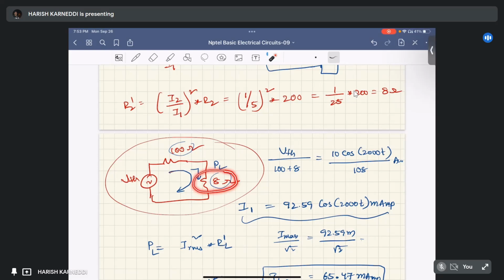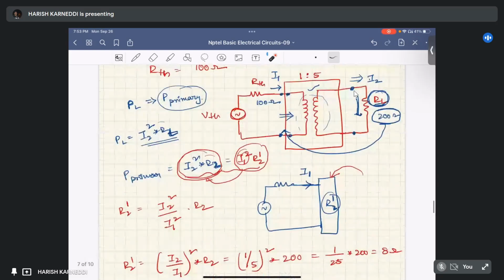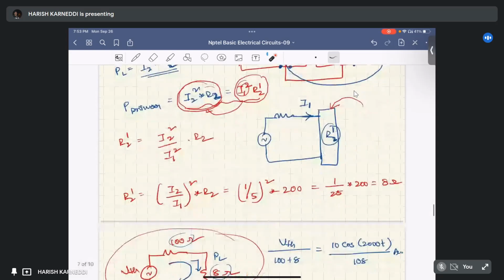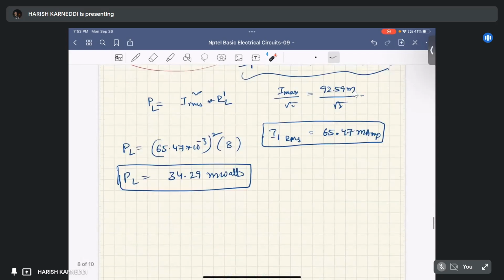The power dissipation across this 8 ohm resistor is the same as the power dissipated at the load resistance. Why? Because the efficiency of this transformer is 100%. So the 34.29 milliwatts is completely delivered to the load resistance. Why? Because this is an ideal transformer.